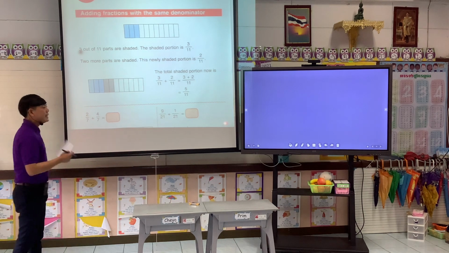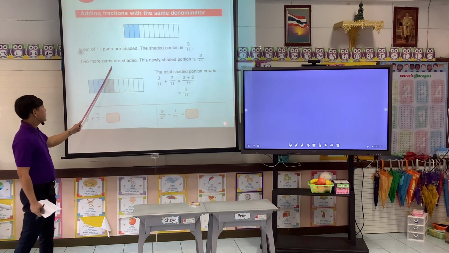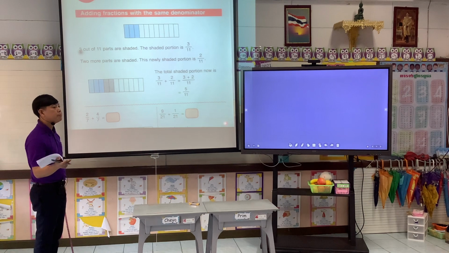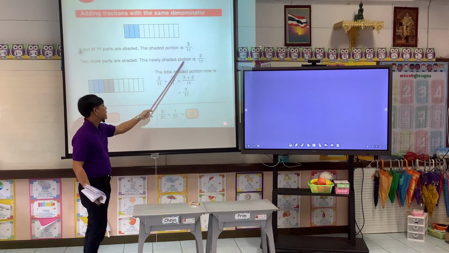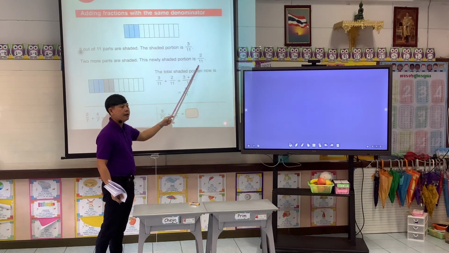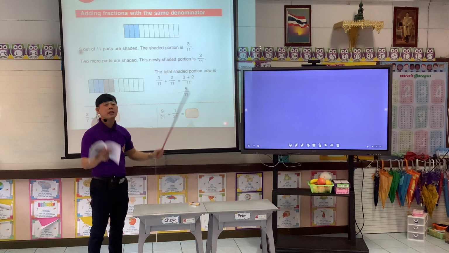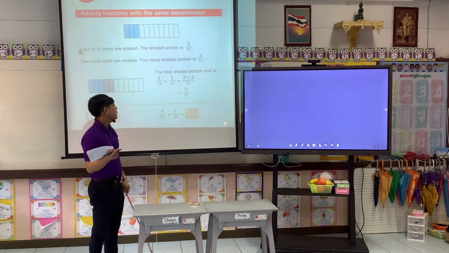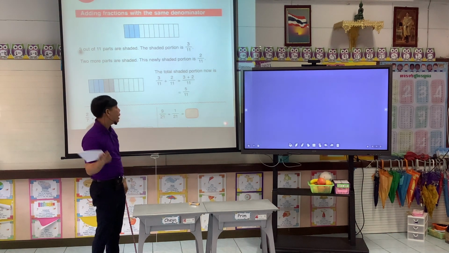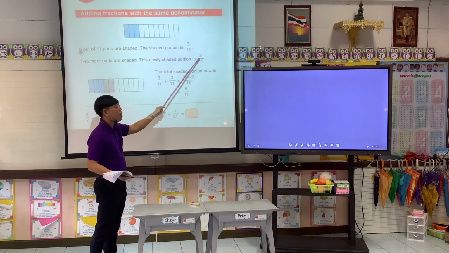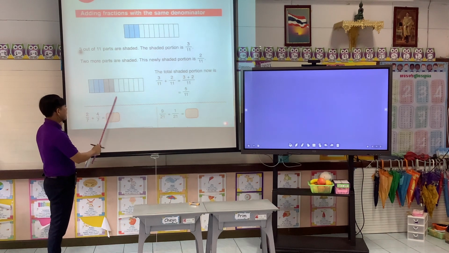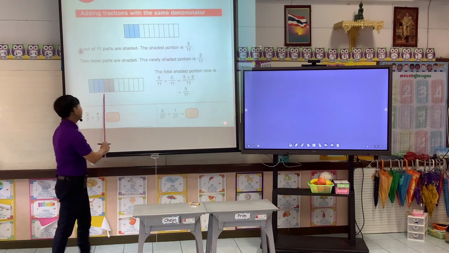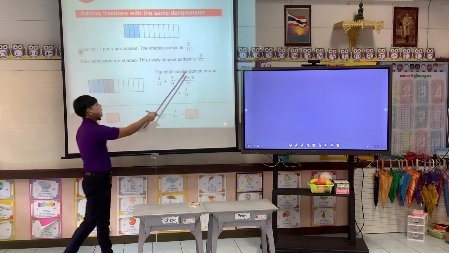For example, 2 more parts are shaded. The newly shaded portion is 2 over 11. Why 2? Because only 2 have been shaded from the 11 parts. So this is the result. The first one is 3 over 11, then the second one is 2 over 11.